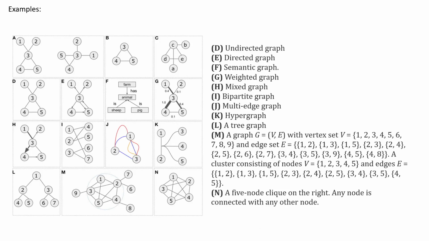So here are a few examples of the types of graphs I was talking about. Start from D. D is an undirected graph. As you can see, no direction to the edges. On the other hand, E is a directed graph. So you have direction on the edges originating from nodes and ending at nodes. And then this is a semantic graph. This I have not talked about, but basically these are graphs which have structured information within the edges as well.